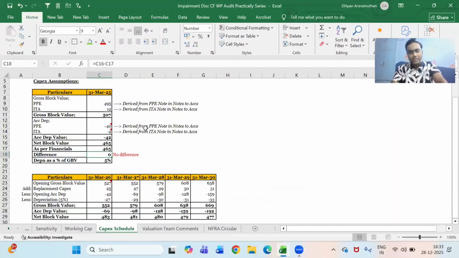Now we will look at the percentage of depreciation to the gross block value.